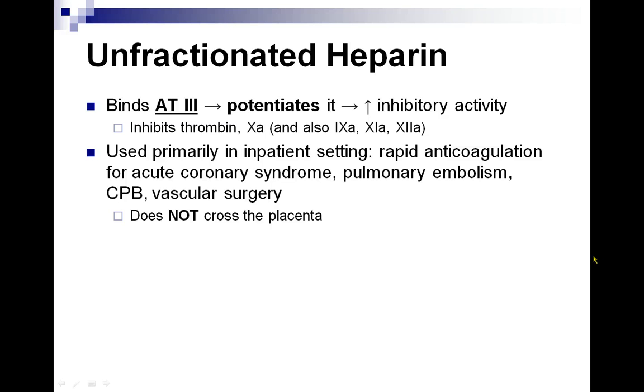Heparin is usually used in the inpatient setting because it's given IV or IM, and it works very rapidly to initiate and maintain anticoagulation. It can be used for acute coronary syndrome or pulmonary embolism, cardiopulmonary bypass, vascular surgery. Because it's charged, it does not cross the placenta, and so it's a very ideal drug for using in the inpatient setting.